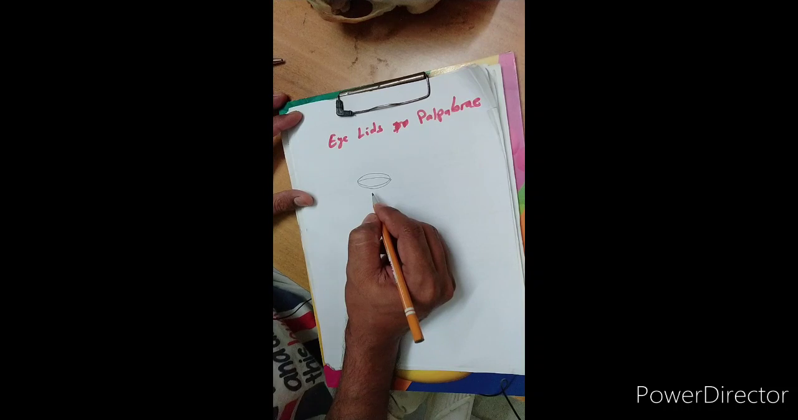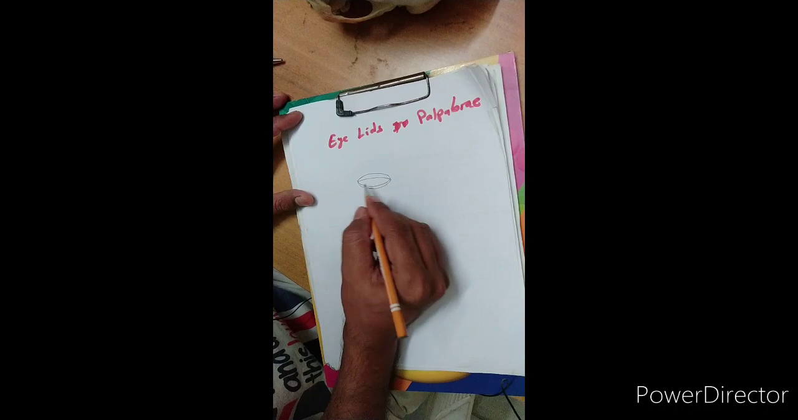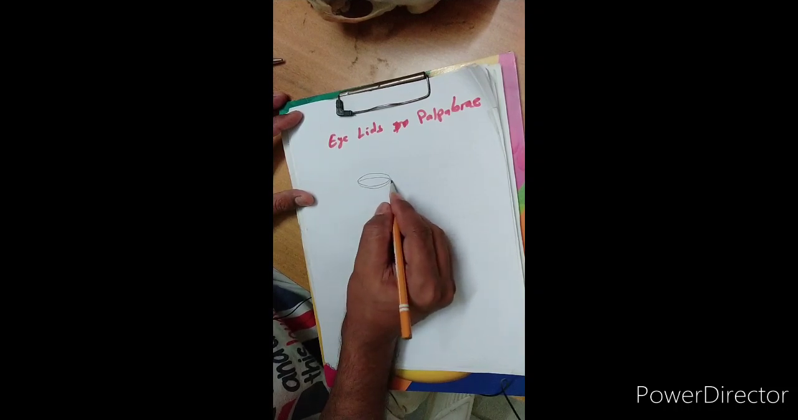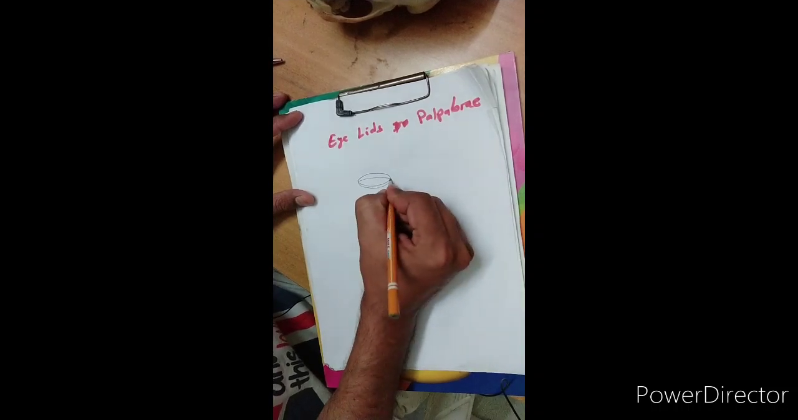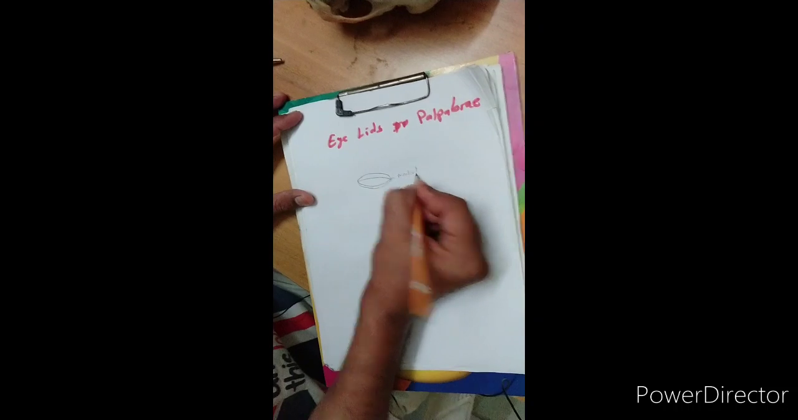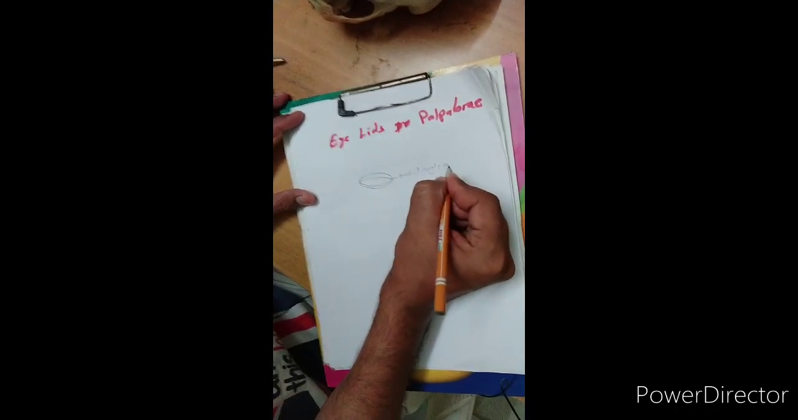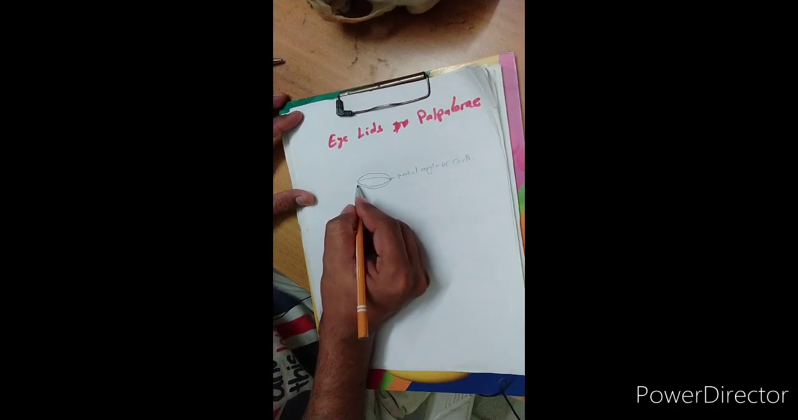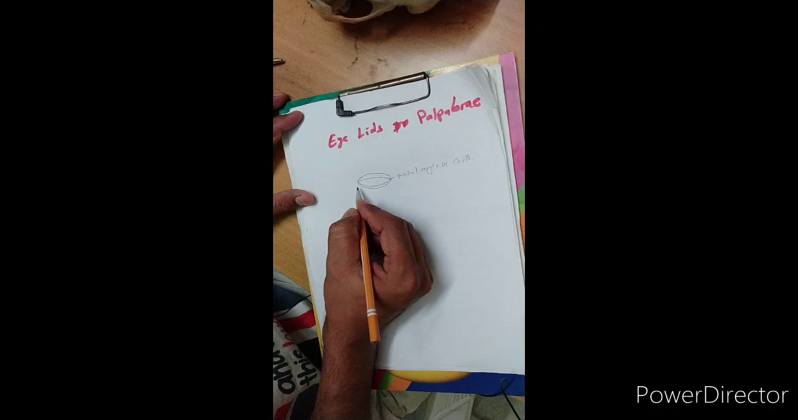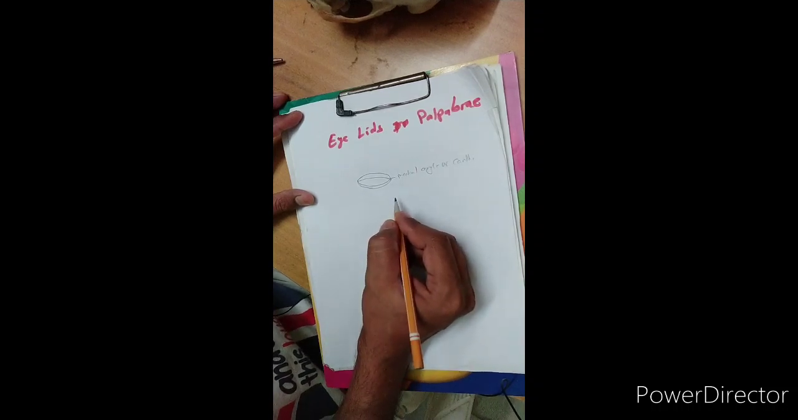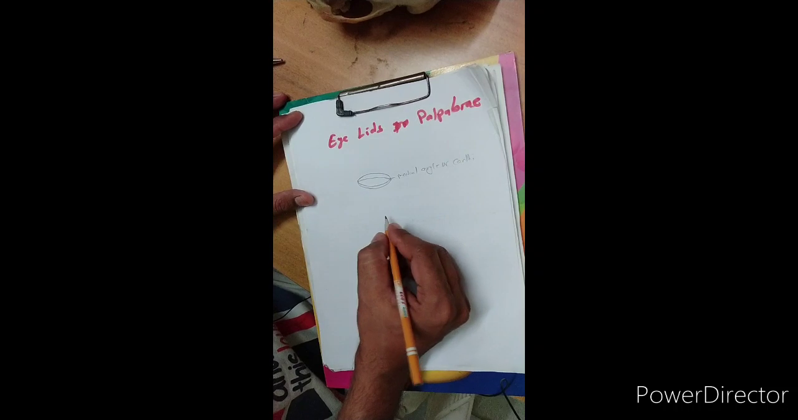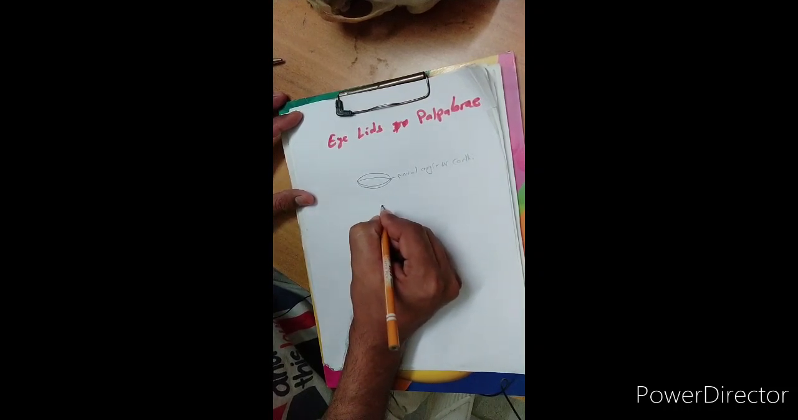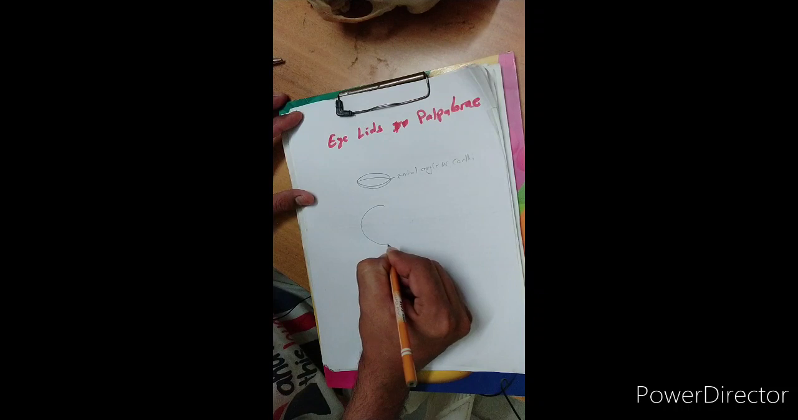Now, these eyelids have a margin. Both eyelids meet on the medial and the lateral side. When they meet on the medial side, they form the medial angle or canthus. While laterally, they meet to form the lateral angle or canthus of the eye. If you draw a diagram, suppose this is the orbit.